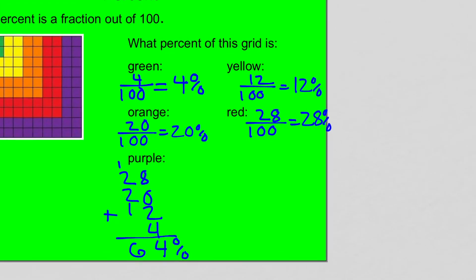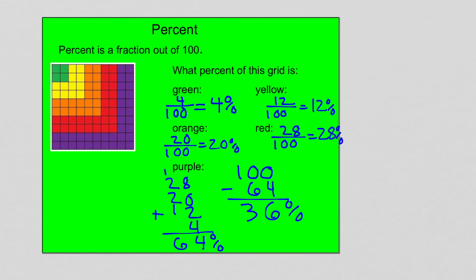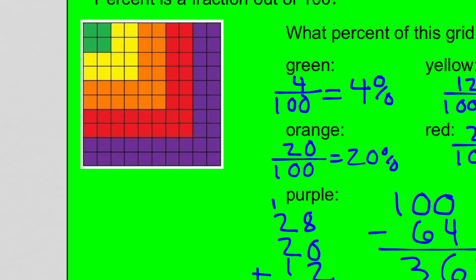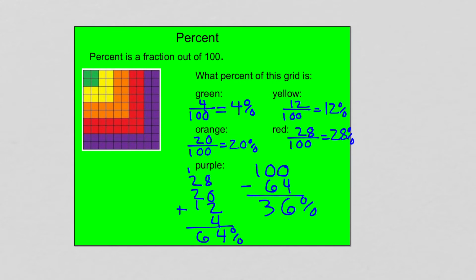Now to get the percent that is purple, I could take 100, since the entire grid is 100%, subtract 64, and I would get 36%. So 36% of this is purple, or I could just count up all the purple squares. So percent means out of 100. That's what a percent looks like.